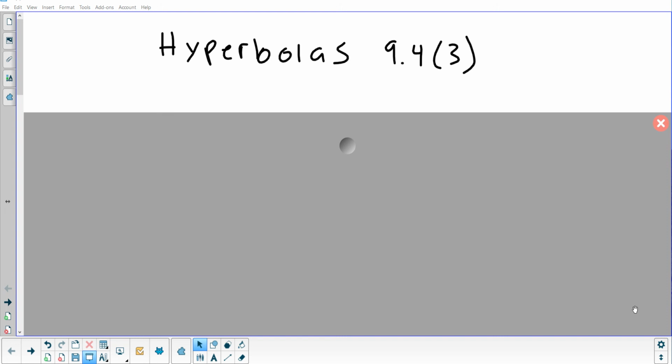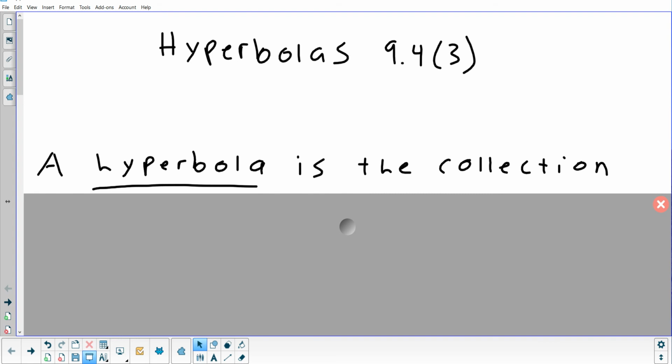So the last section we're going to take a look at this week is 9.4 part 3, and this is on hyperbolas. A hyperbola is very similar to an ellipse, and that's why I think it can be a little confusing. But if you try to just keep track of it on a reference sheet, I think that should be enough.